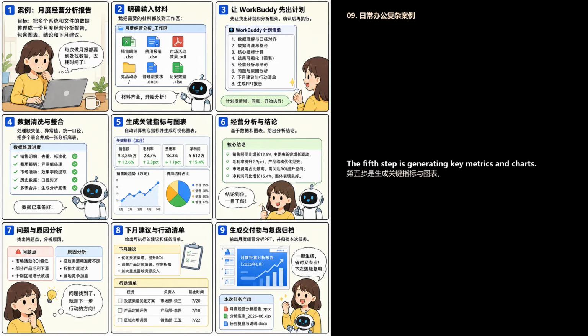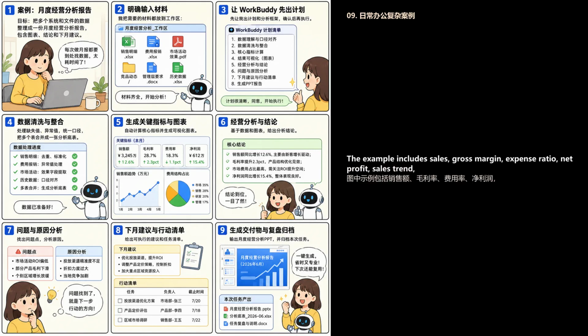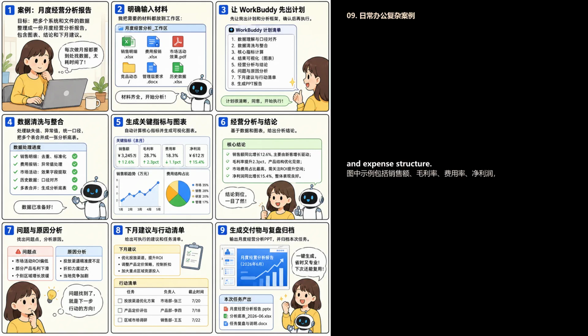The fifth step is generating key metrics and charts. The example includes sales, gross margin, expense ratio, net profit, sales trend, and expense structure. The most valuable part of a report is not the chart itself, but the business explanation behind it.